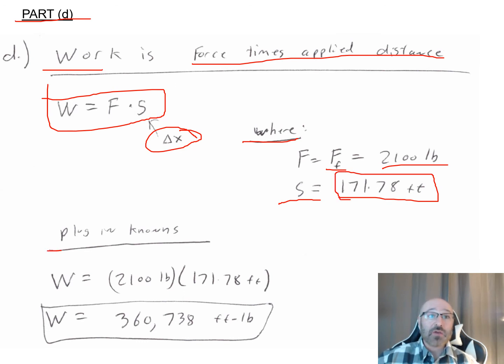Plug in our known values. So our known values right here, work is equal to my frictional force right there, plug that in there is 2,100 pounds, and my distance is 171.78 feet. So this is feet times pounds, or foot-pounds for my units. That's correct for work. Plug this in, we end up with 360,738 foot-pounds for our work.